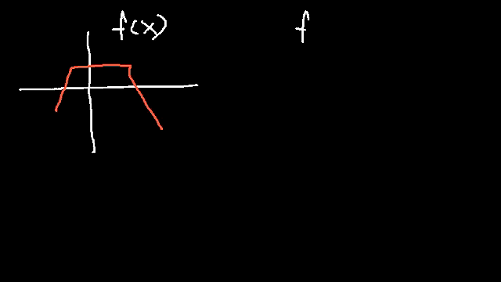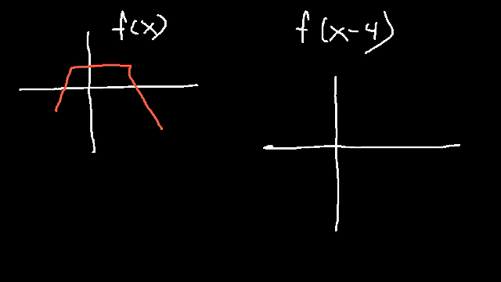Now what about this one? f of x minus 4. If you set the inside term x minus 4 equal to 0, and solve for x, you'll see that x is equal to 4. So what this tells us is that the graph is going to shift 4 units to the right. So it's going to look something like this. It's going to have the same shape. It just shifted 4 units to the right. That's it.